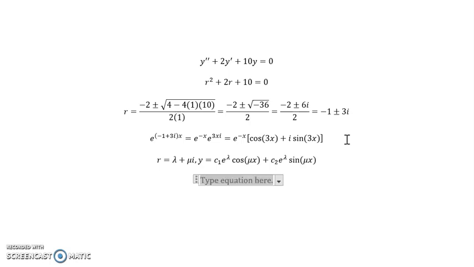And so in this particular case, our solution will have lambda equal to -1, so negative x, and mu is equal to 3.